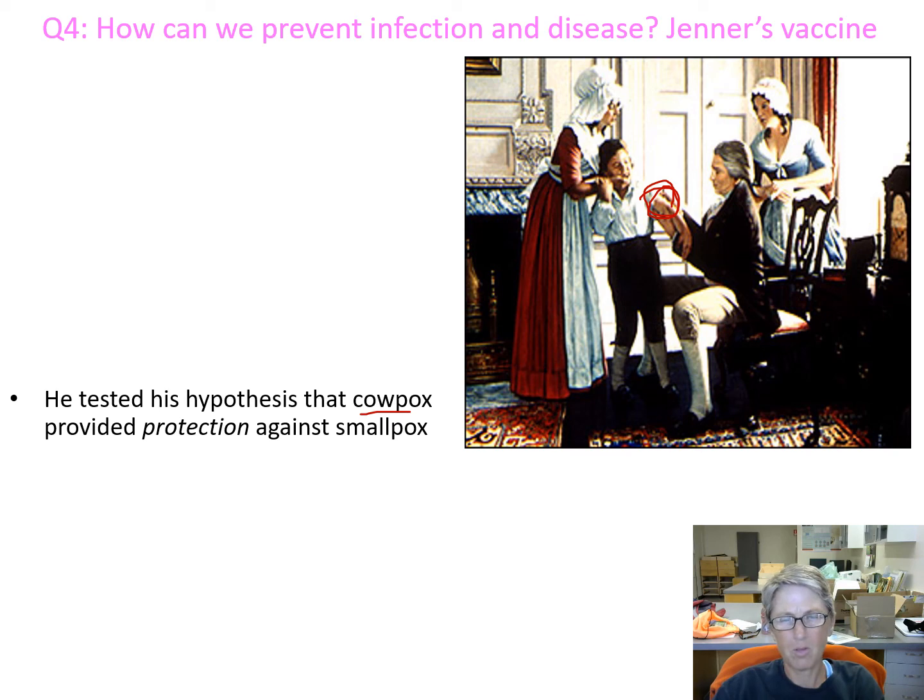Smallpox is a terrible disease, you can die from it. But these milkmaids that worked with cows would get this milder form of smallpox called cowpox. So he would take the scabs off of these milkmaids who had cowpox and grind them up, and then he injected those cowpox scabs into this boy here in this painting, and then he was exposed to smallpox, and he didn't get a really serious case of smallpox.